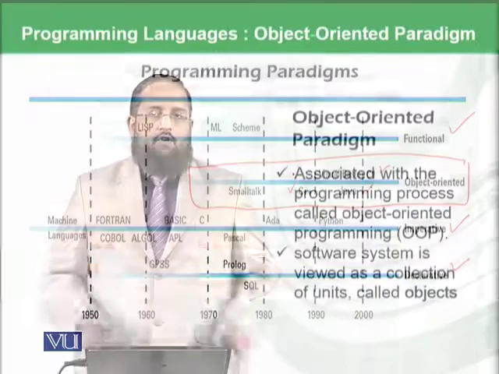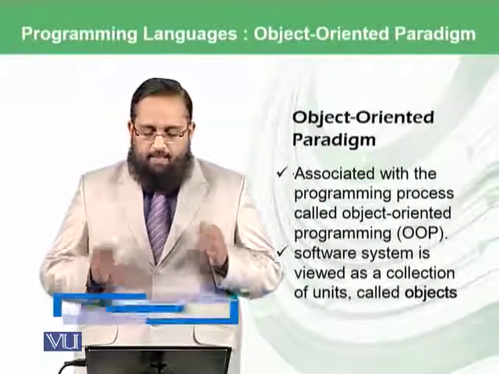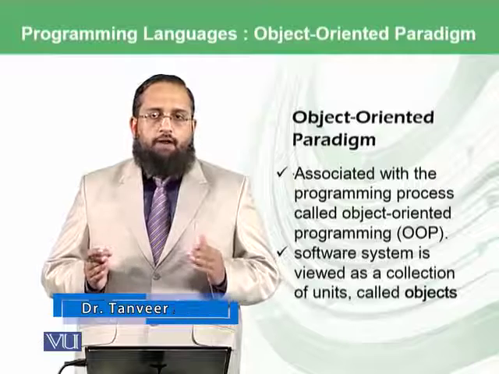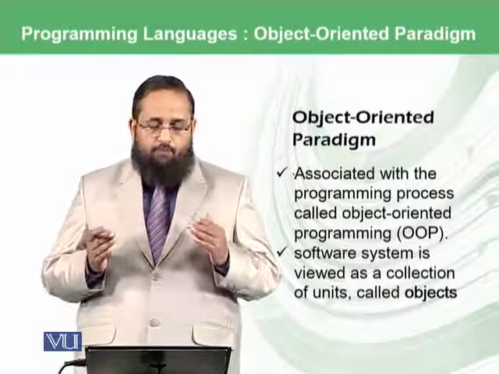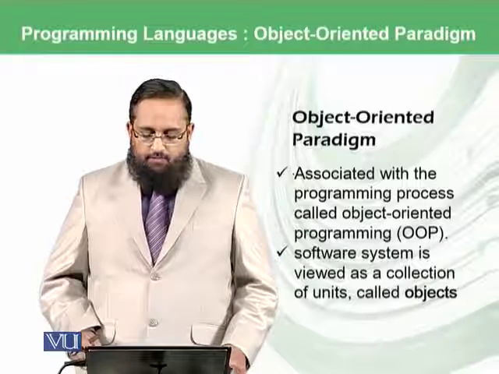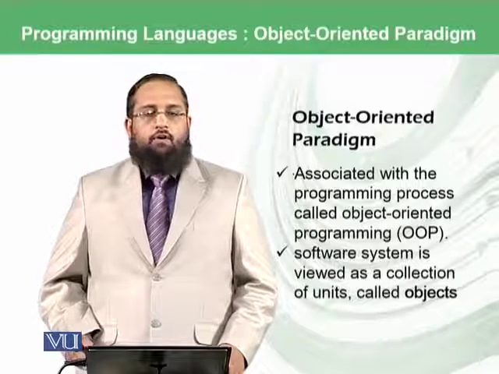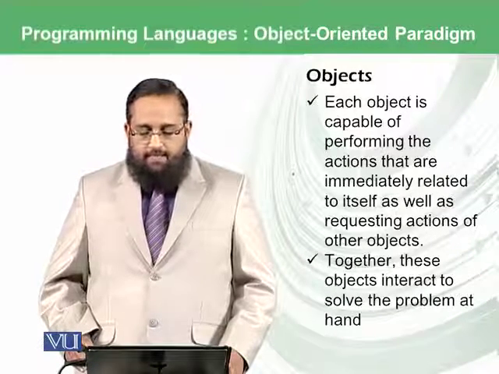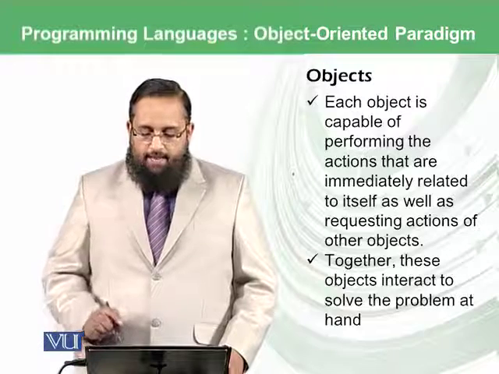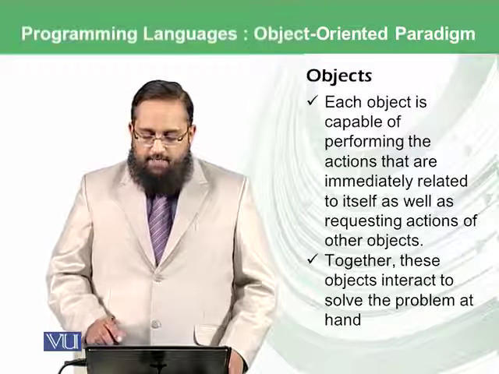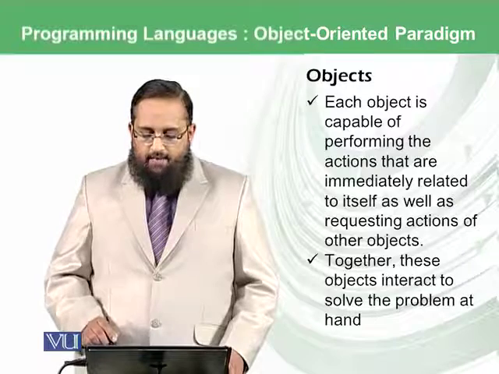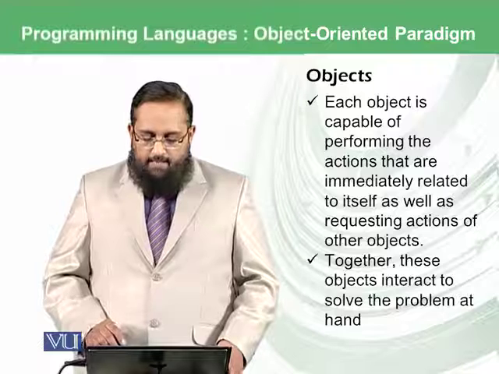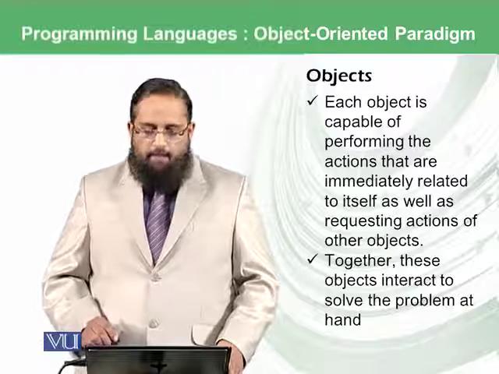languages. So what is the object-oriented paradigm? It is associated with a programming language known as an object-oriented programming language or OOP. And a software system is viewed as a collection of units called objects. So what are objects? Each object is capable of performing the actions that are immediately related to itself as well as requesting actions of other objects, and together these objects interact to solve the problem at hand.